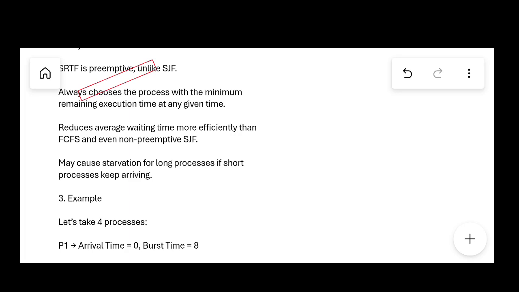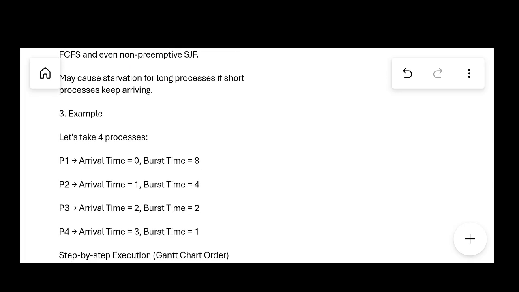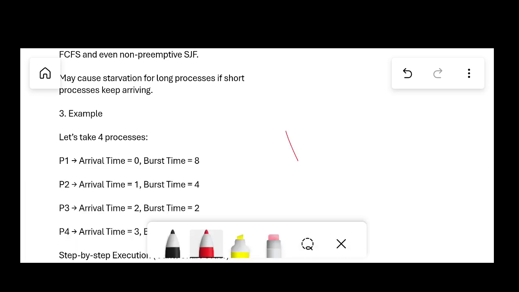Now see, here is an example. Let's take four processes: P1, P2, P3, P4. The first step is time 0. Only P1 is present, so the CPU starts P1. Meaning, no other choice yet.